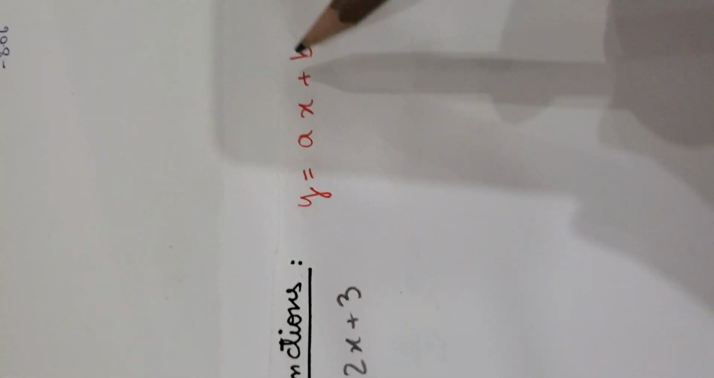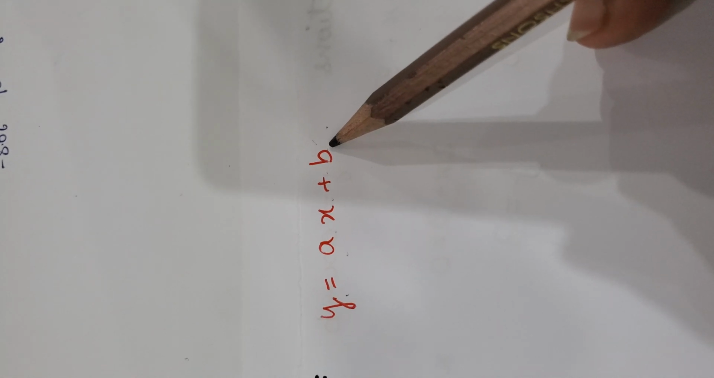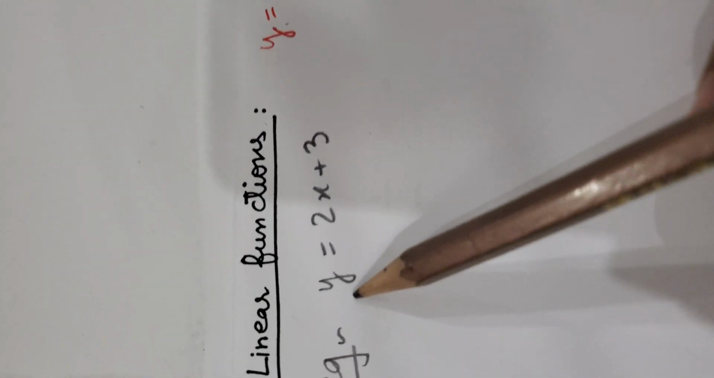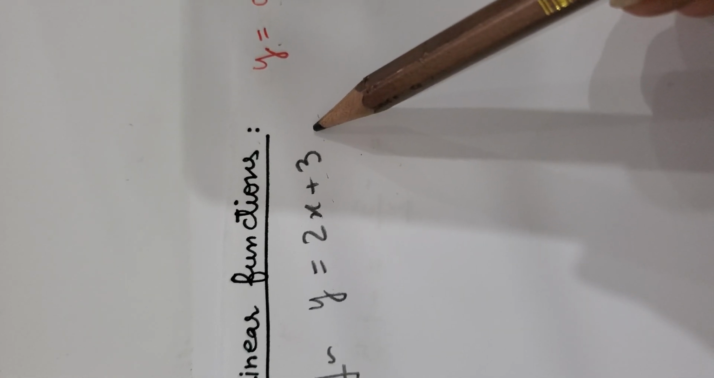The general form of a linear function is y equals ax plus b, where a and b are real numbers. So an example, a very basic example could be y equals 2x plus 3. Now suppose that we want to sketch this.